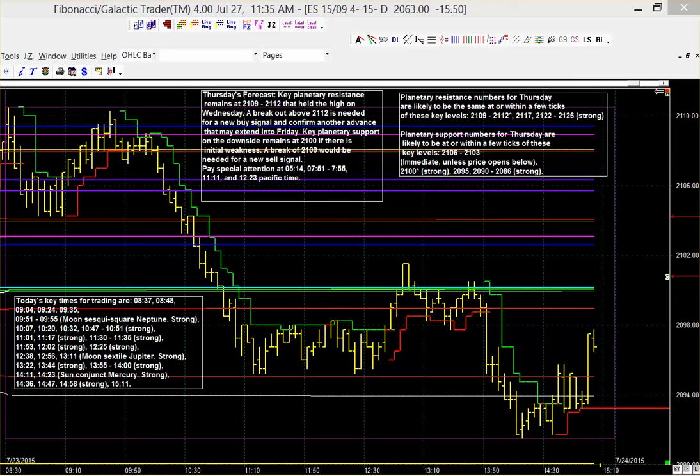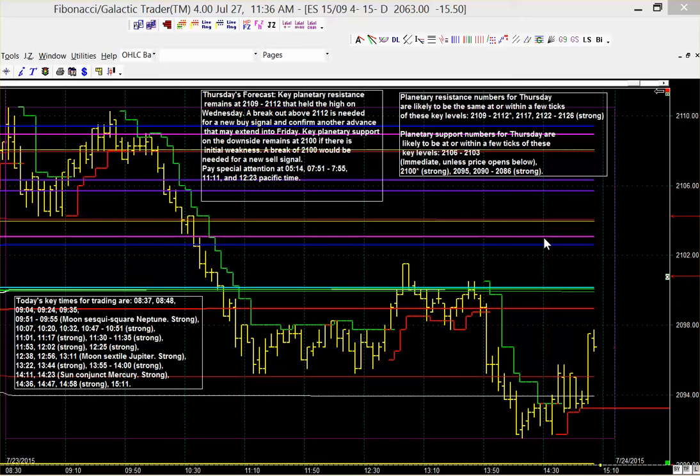So I'd like to review the setups that occurred on this particular day and the best winning trades based on the planetary timing signals for the day. So today's forecast for Thursday, July 23rd, was key planetary resistance remains at 2109 to 2112, and that held the high on Wednesday, the previous day. A breakout above 2112 would be needed for a new buy signal to confirm an advance that could extend longer into the week.